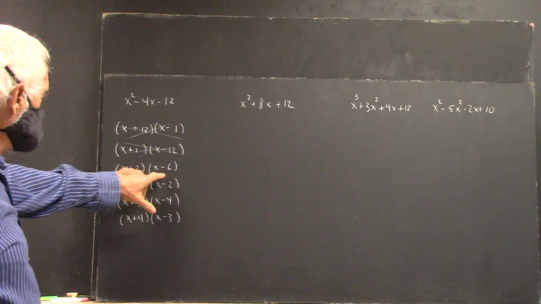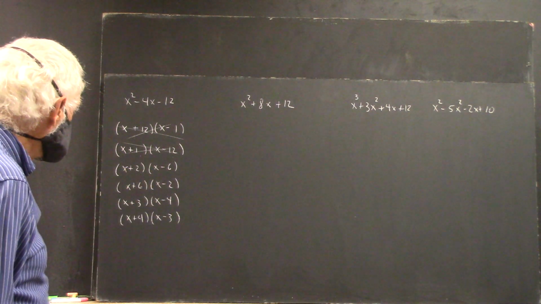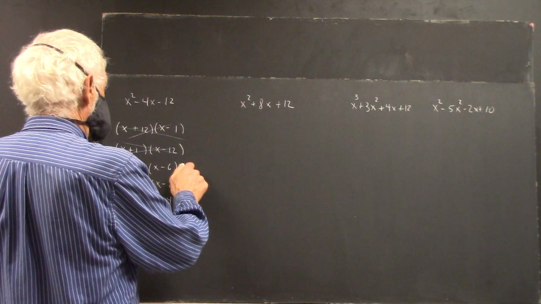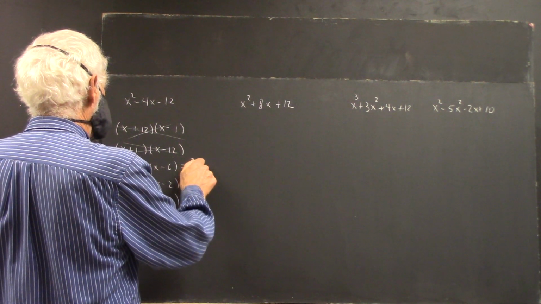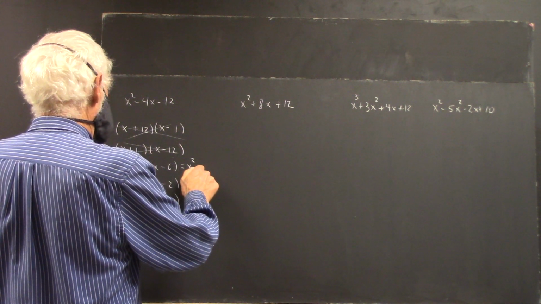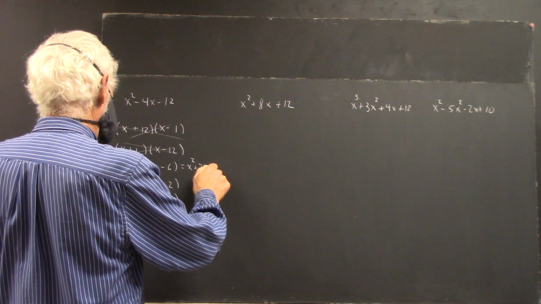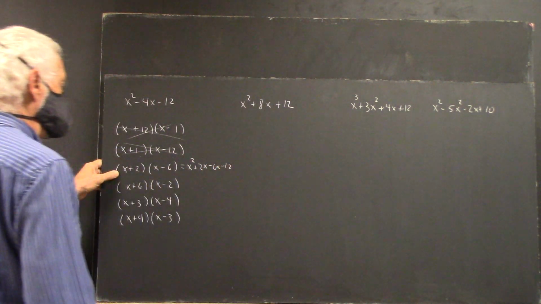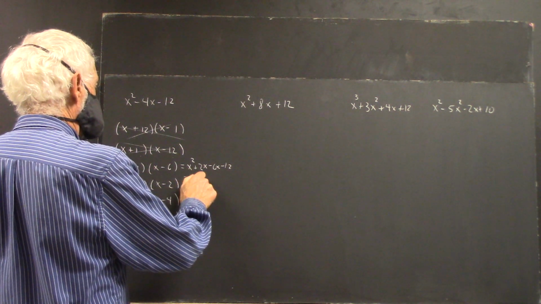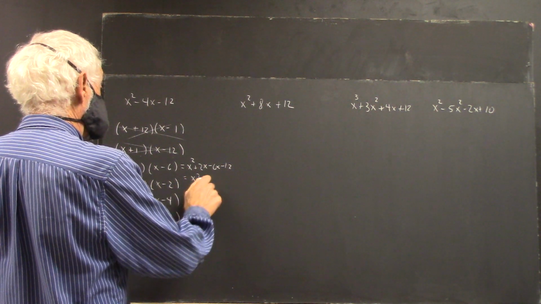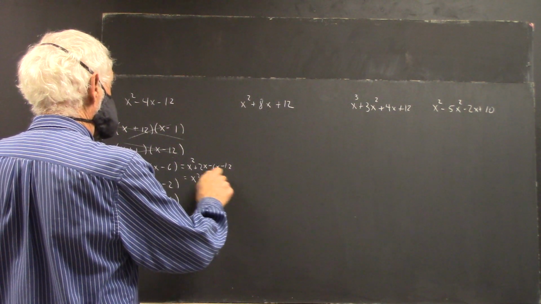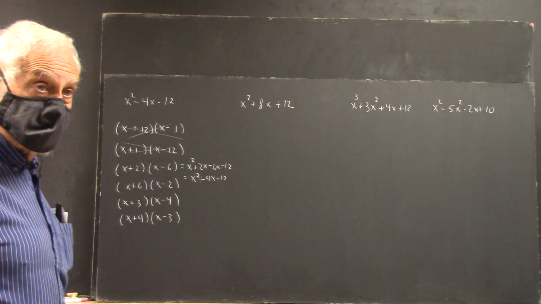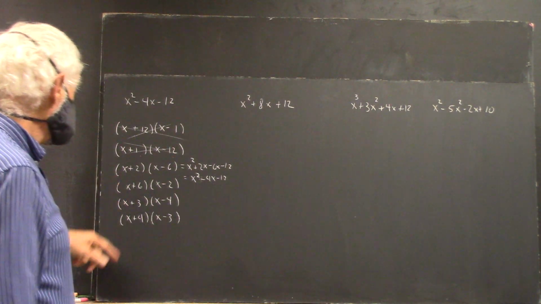Now here we have a possibility. This is going to give us x squared plus 2x minus 6x minus 12. Well, that equals x squared minus 4x minus 12, doesn't it? So now we've got two factors that multiply out to this, and that's what we're after. The rest of these factors can't work.